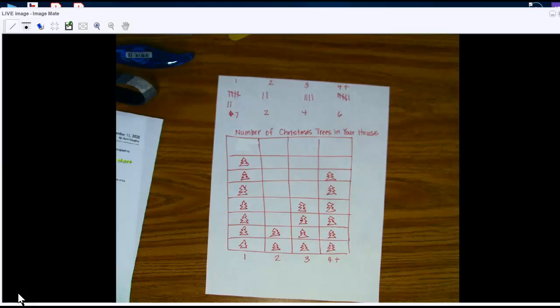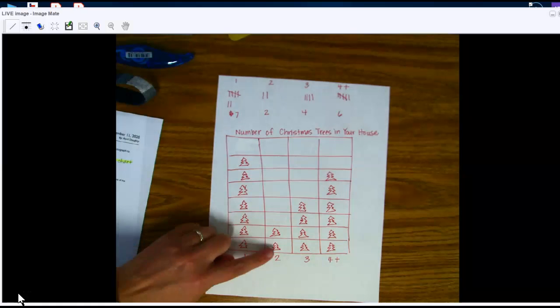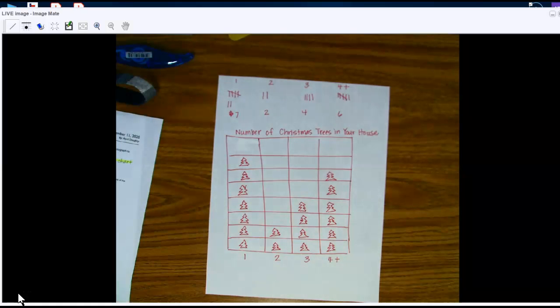Okay, how many people have 1 or 2 in their house? How many people only have 1 tree or 2 trees in their house? Alyssa? I have 1. I'm asking you to look at the graph and tell me how many students had 1 or 2 in their house. Gracie? 10. No. Cooper? 9. 7 plus 2 is 9.